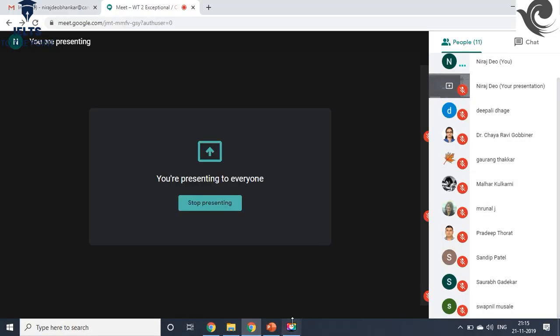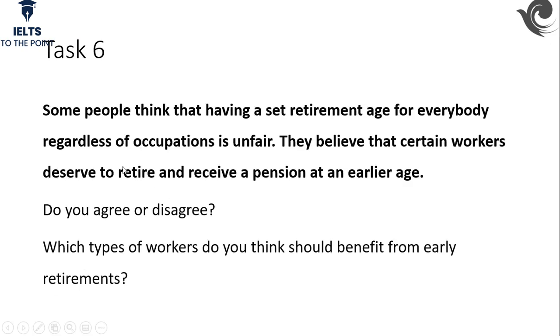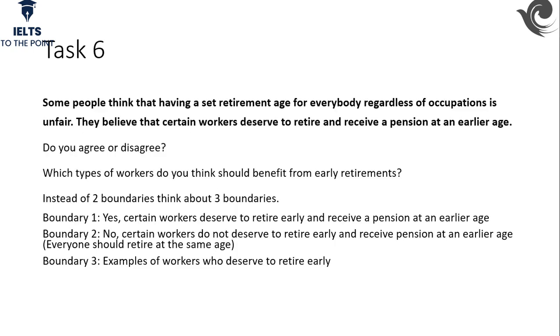Alright. Next, some people think that having a set retirement age for everybody, regardless of occupation, is unfair. They believe that certain workers deserve to retire and receive a pension at an earlier age. Do you agree or disagree? Which types of workers do you think should benefit from early retirement? This can also be treated in a very similar way. Using this particular instruction, you can treat this sample as an opinion based essay, and you can think about those particular two boundaries.